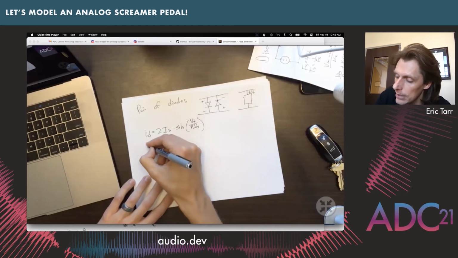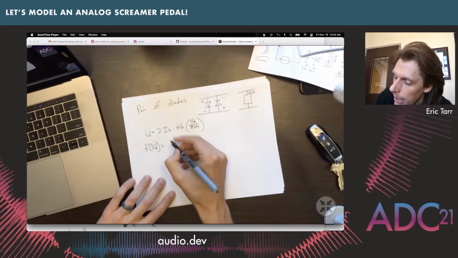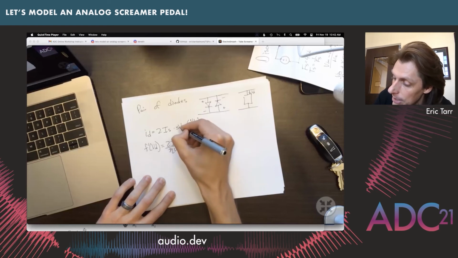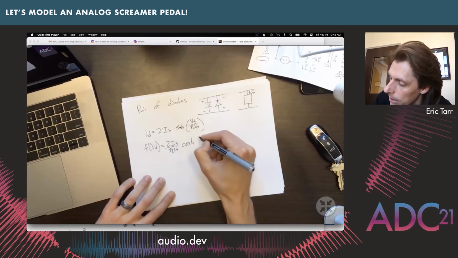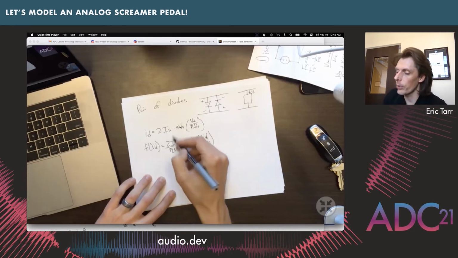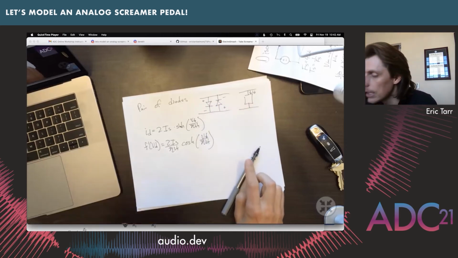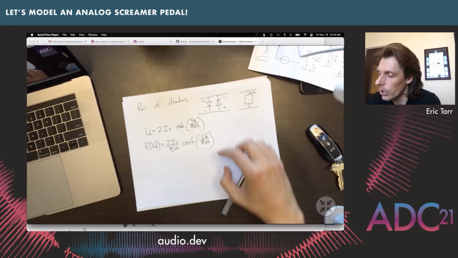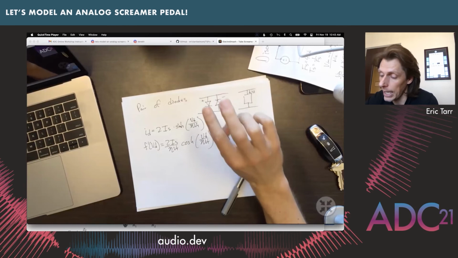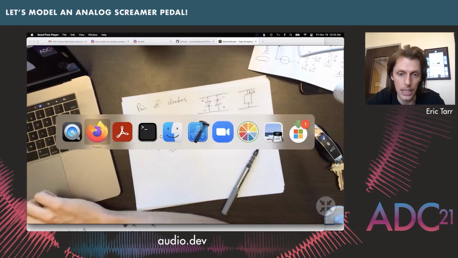And the derivative of that ends up being 2Is over eta VT, sorry, this should be sinh, and this is cosh, the hyperbolic cosine of VD over eta VT. So this is the one that we're going to end up using and substitute in for a single block of these diodes. That's a simplification that you can make only if you have these diodes being exactly identical to each other. Otherwise, you'd have to treat the currents separately.